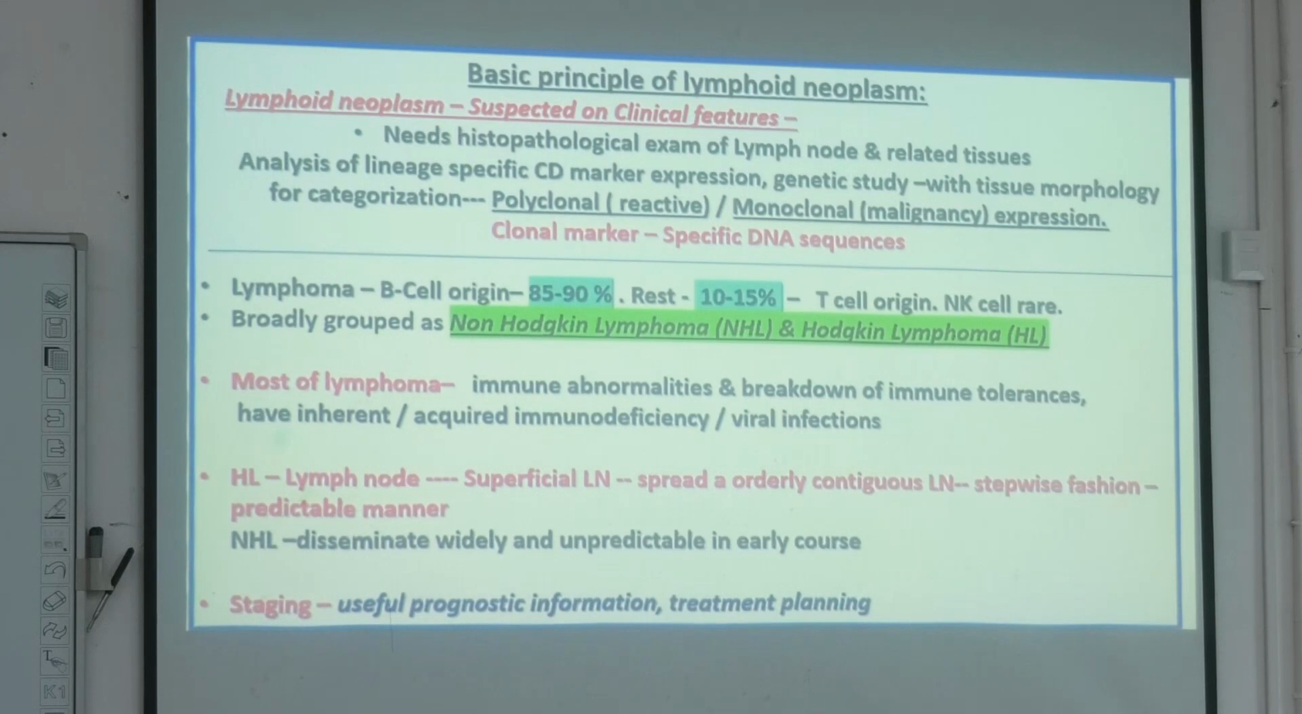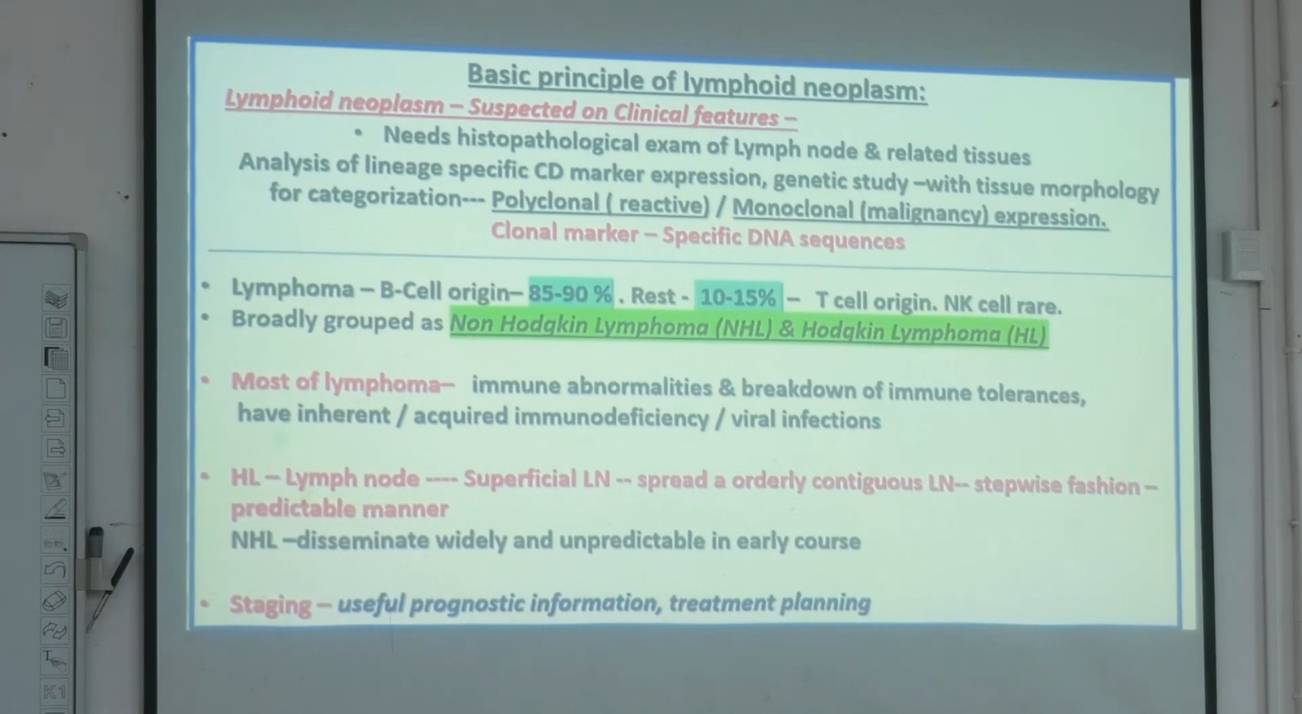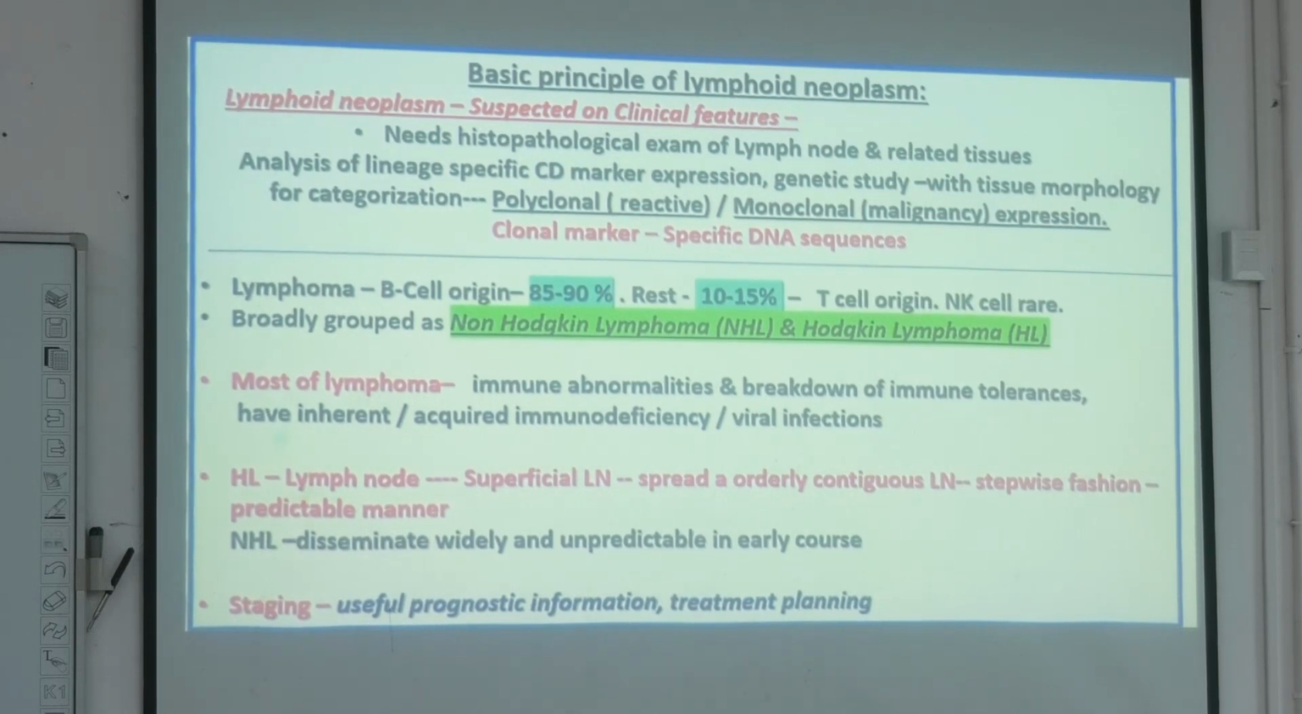For your exam purpose, you have to know what NHL is, but Hodgkin lymphoma is very important for your exam. For theory exam and oral exam, Hodgkin lymphoma is important. So these two broad categories are NHL, non-Hodgkin lymphoma, and, important for the exam, Hodgkin lymphoma.